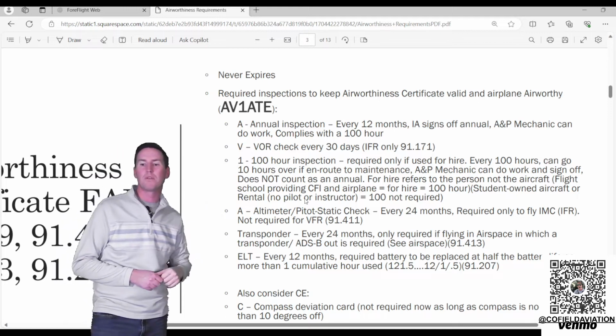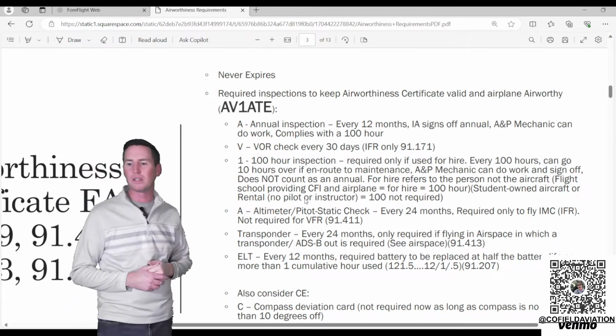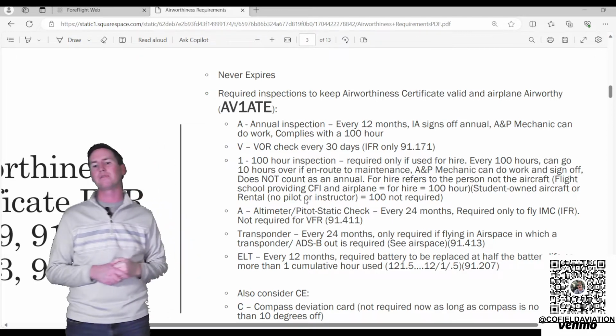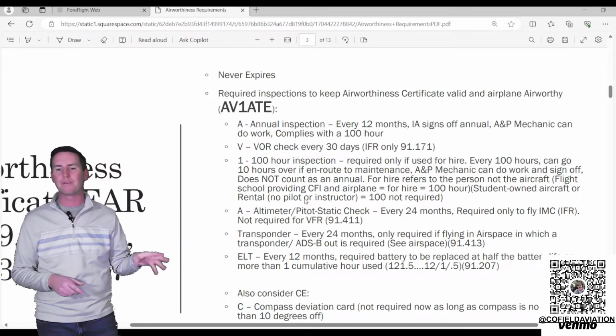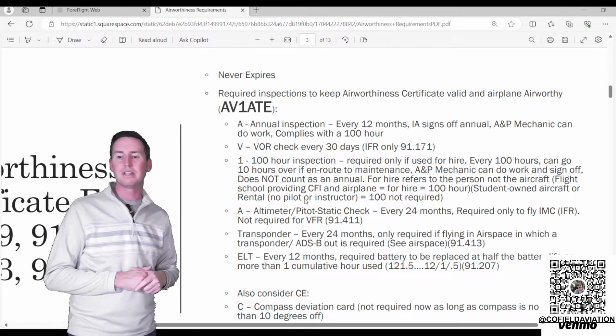V stands for the VOR check. So that's every 30 days. That's IFR only, found in 91.171 is where that regulation is found. So that's just IFR only. We won't cover that for the VFR guys.